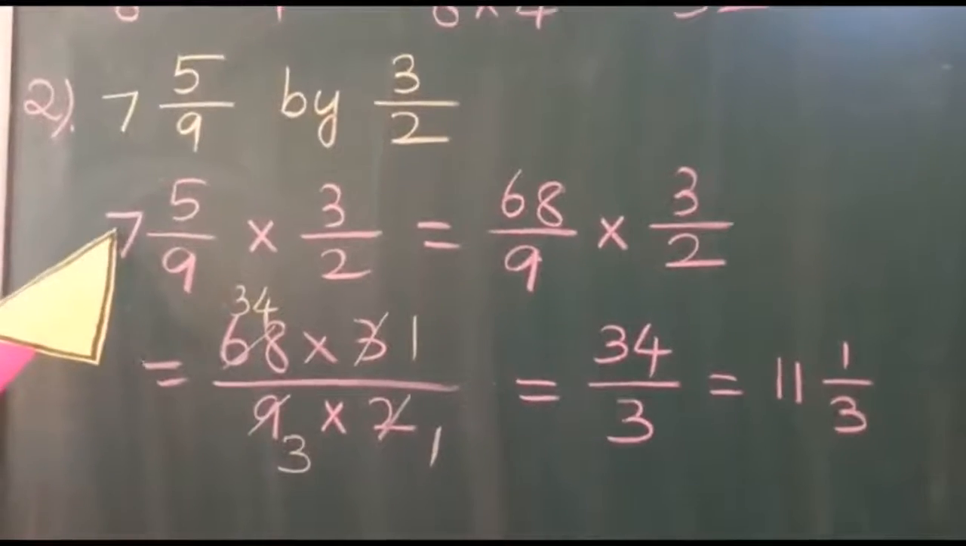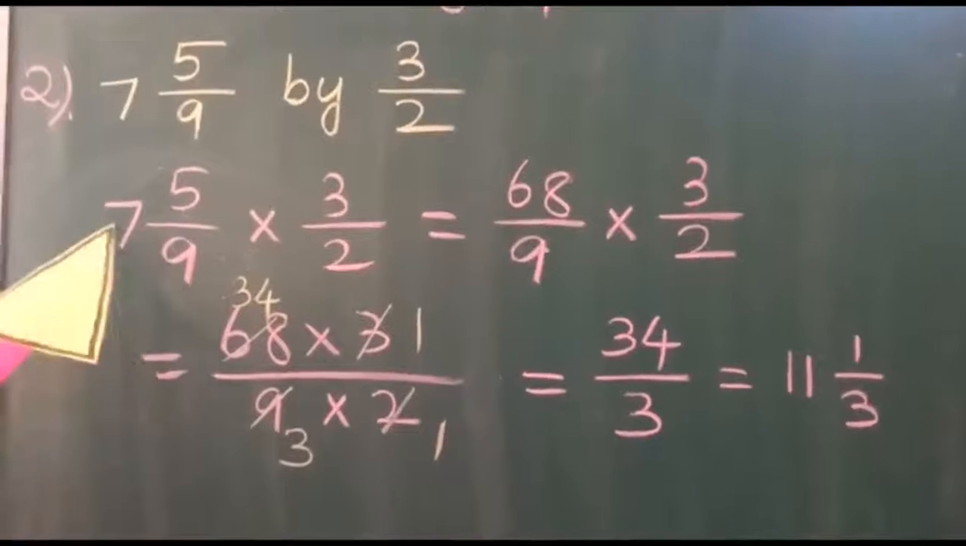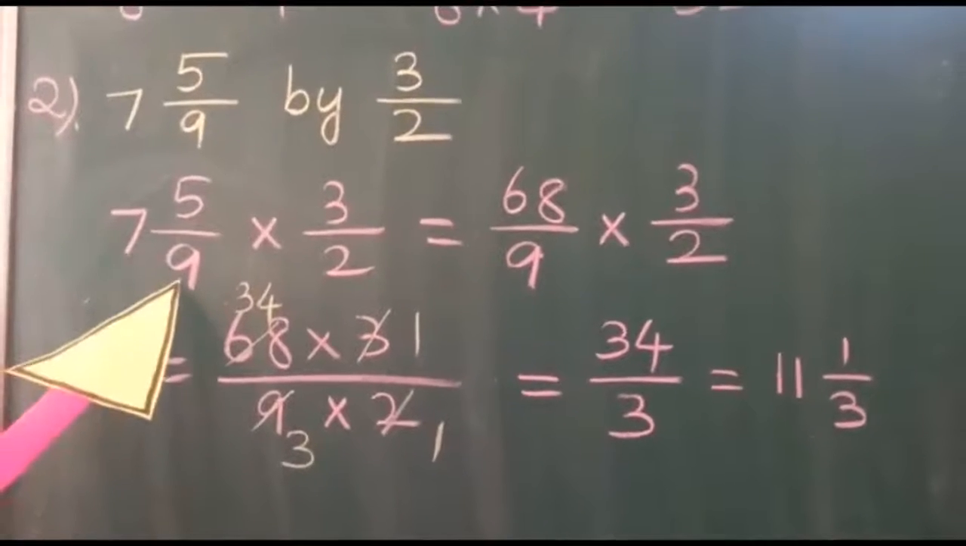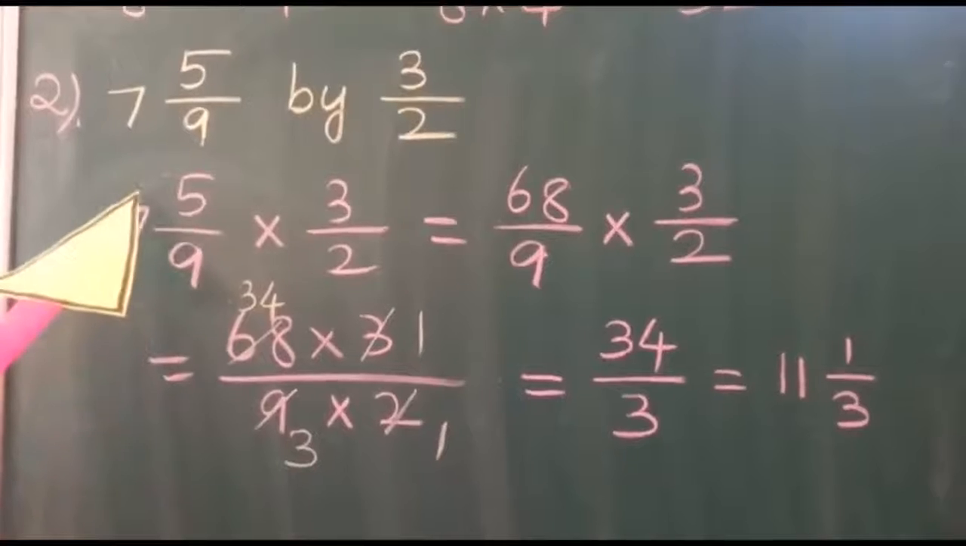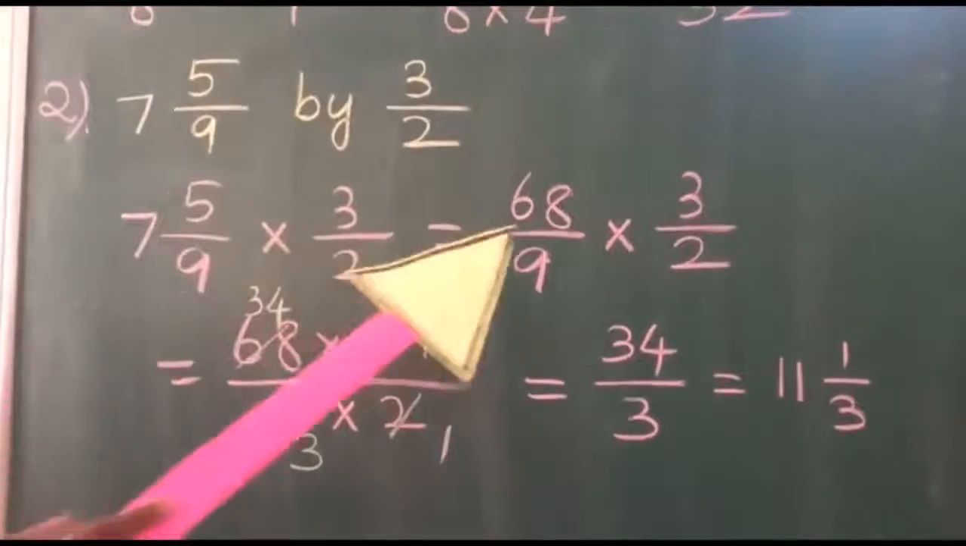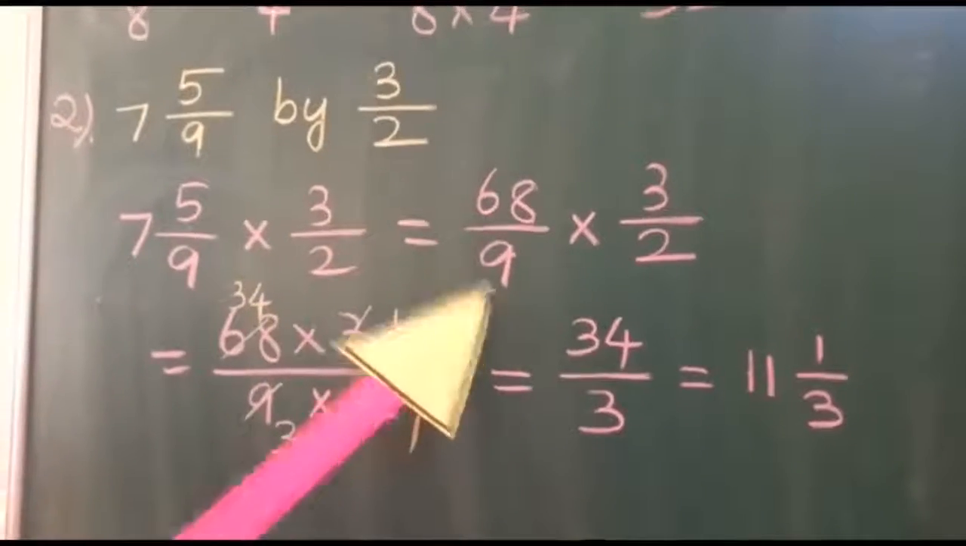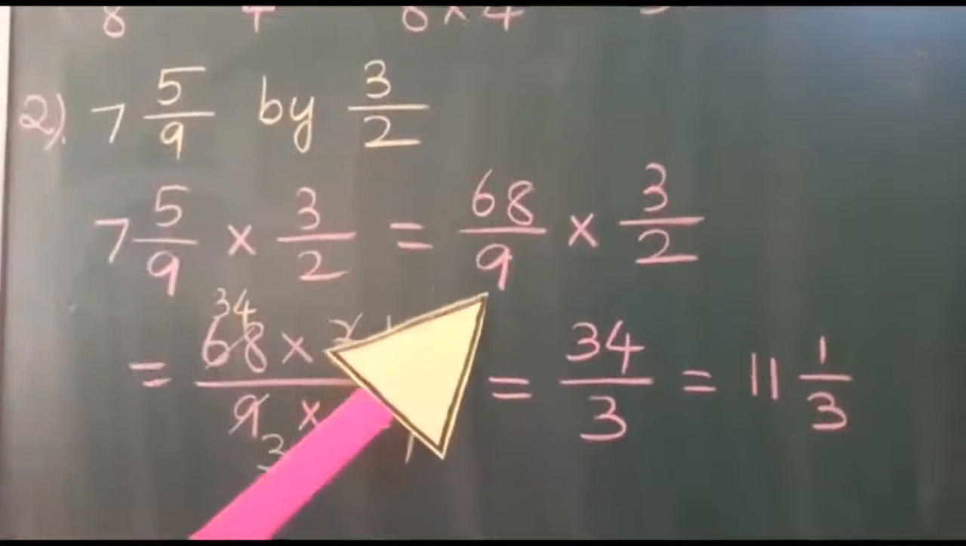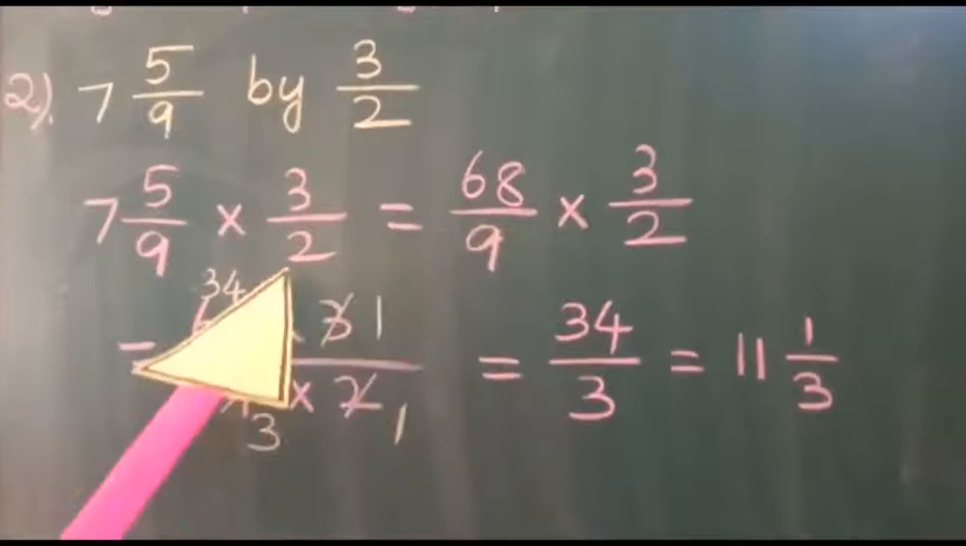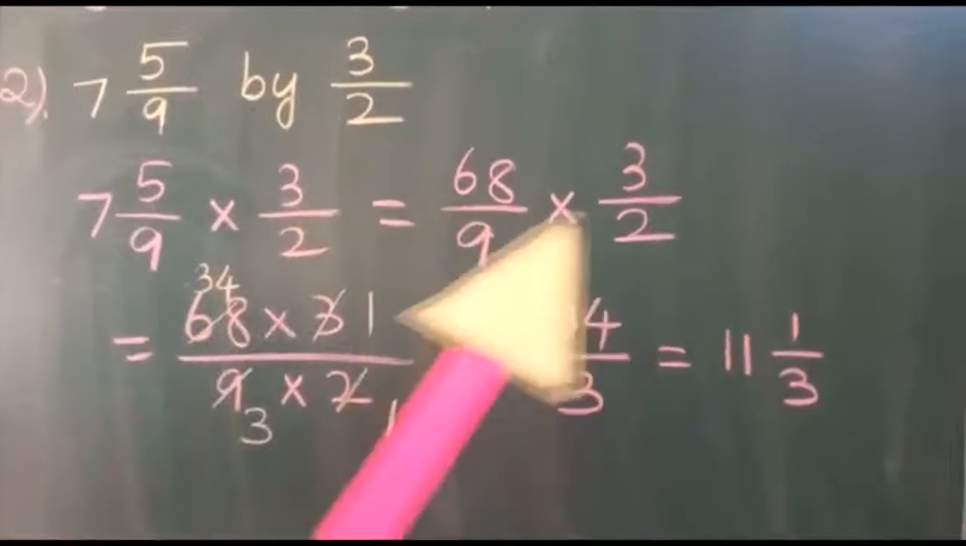So this 7 into 9, these two numbers will be multiplied. What is 7 into 9? It is 63. What is 63 plus 5? It's 68. The denominator should be the same. So 68 by 9. I hope you are clear on how to convert this 68 by 9 into, what is the next number? 3 by 2. That 3 by 2 you can write.